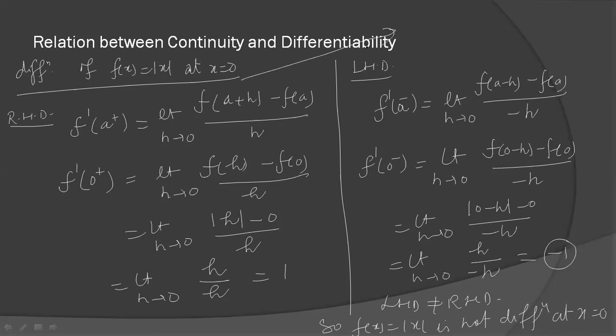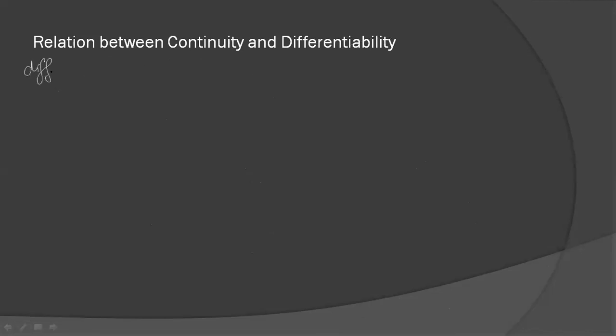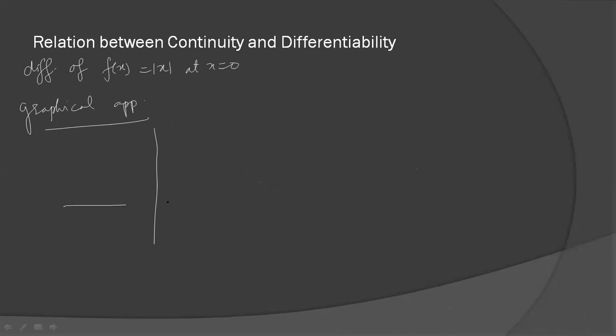We have some another approach also. If you see another approach like this, graphical approach and tangent approach. Differentiability of f(x) equal to mod x at x equal to 0, graphical approach. If we draw the graph of mod x, this is the graph of mod x. At x equal to 0, you are getting a V shape. If you are getting a V shape at any point, then the function is not differentiable.